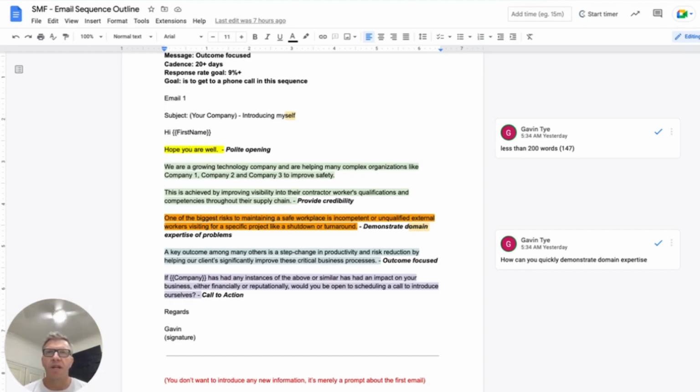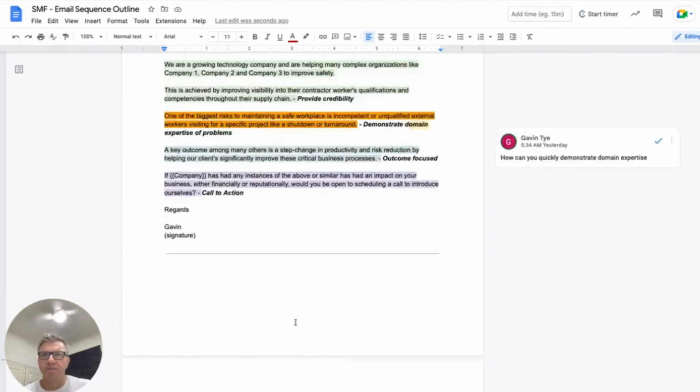Now, a few things to note here. A lead generation email should be less than 200 to 250 words. Ideally, in this scenario, it is 147. Moving on to the second email.